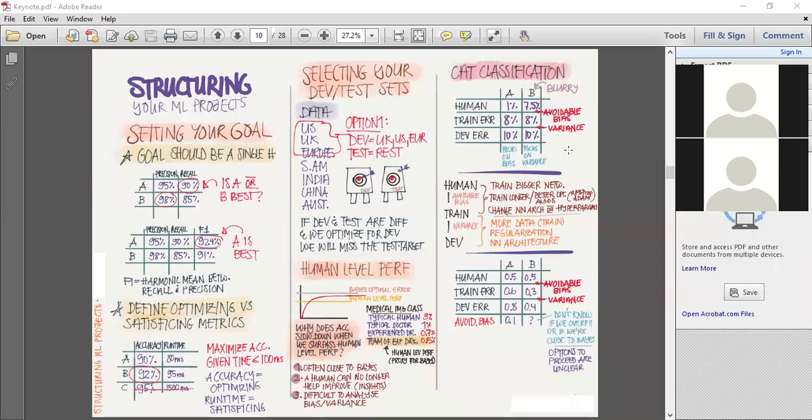The third thing to take into account is human error, training error, and development error. When you consider human error, there is one more term, avoidable bias. If there is already enough bias in human performance, then do not worry about the bias introduced in training error. We can avoid that bias because we assume human error is quite enough, so do not worry about the bias which happened in the training cycle.